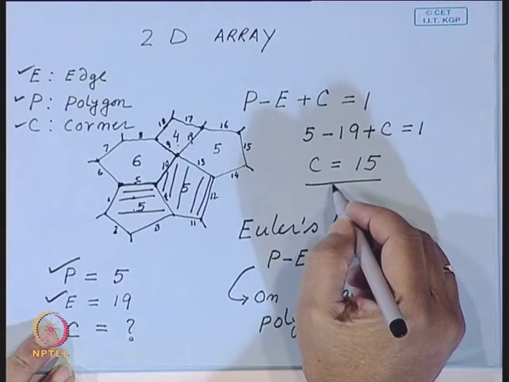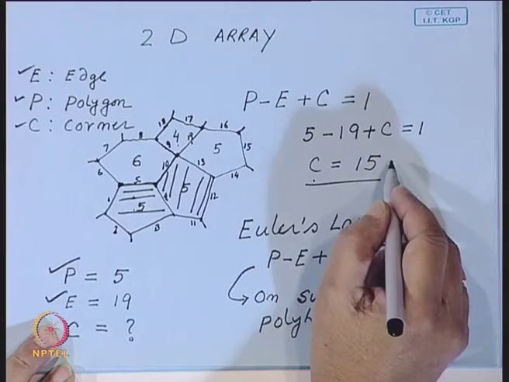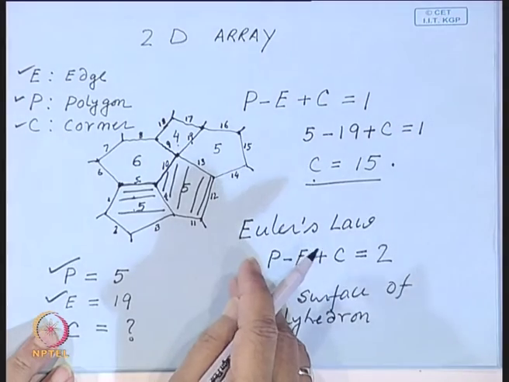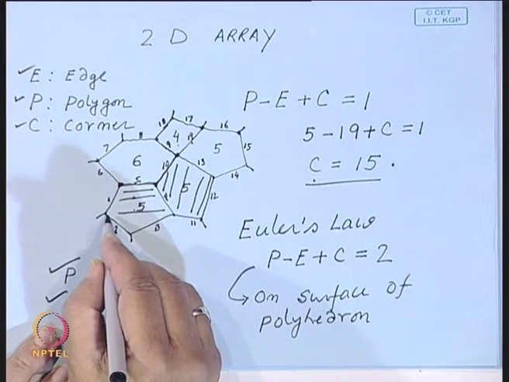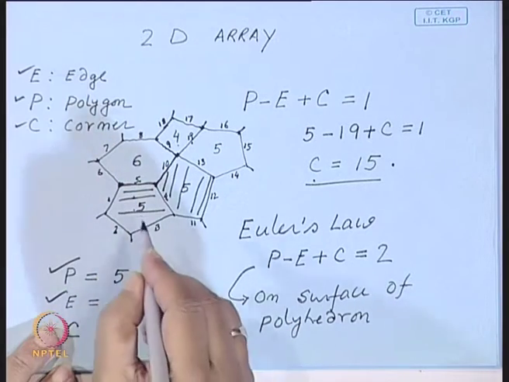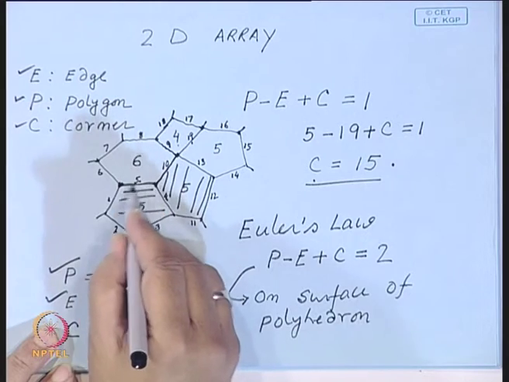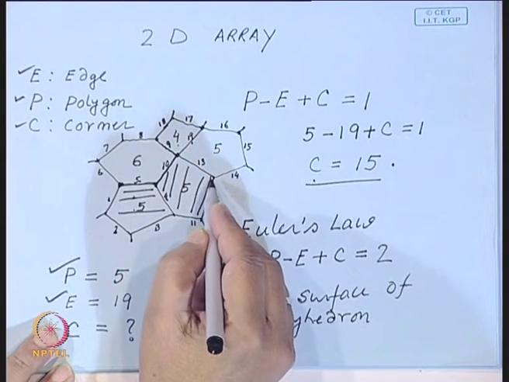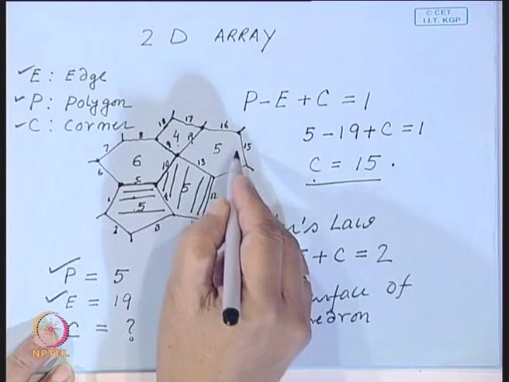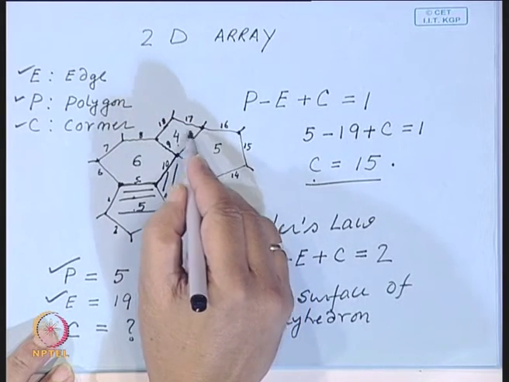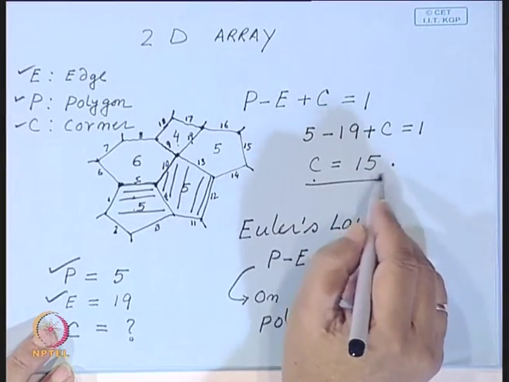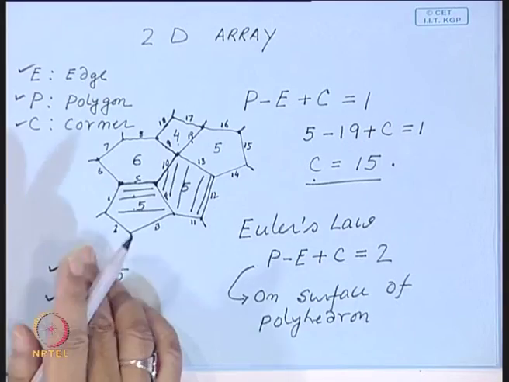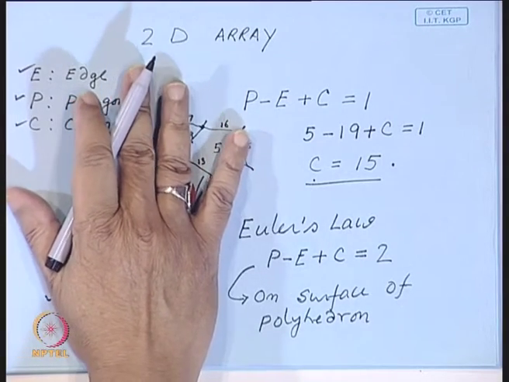So, if you substitute here, what you get is that C is 15. So, that means you should have 15 corner. Now, you count the corner, this is 1, 2, 3, 4, 5, 6, 7, 8, 9, 10, 11, 12, 13, 14, 15. So, you get that 15 corner. So, this is satisfied in a 2D array, and this rule is quite general.